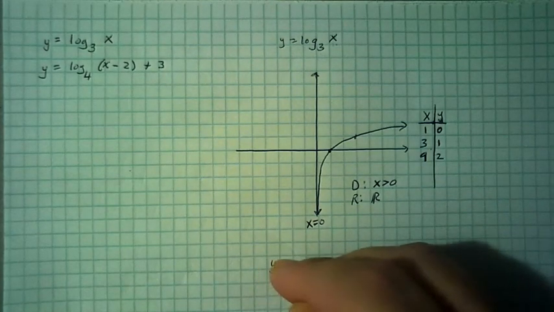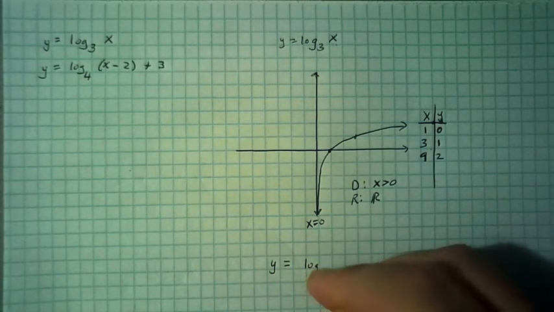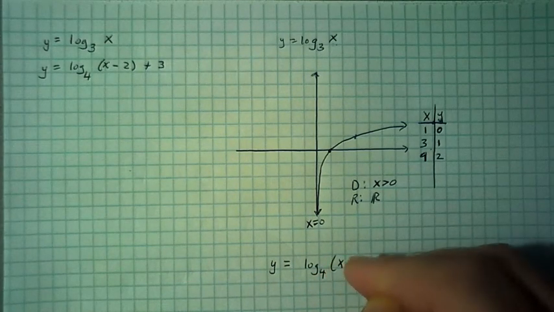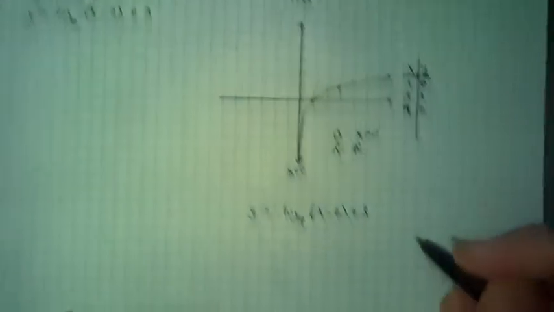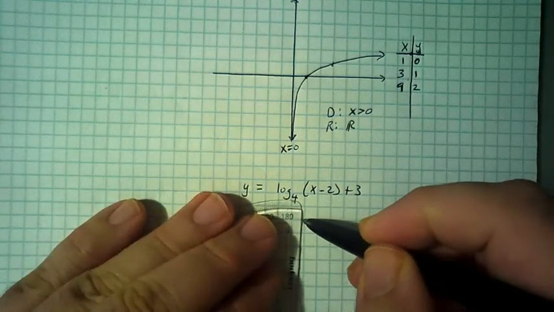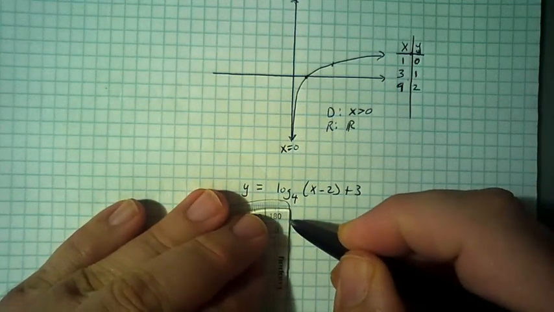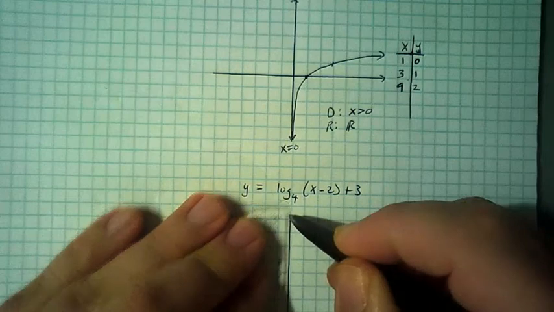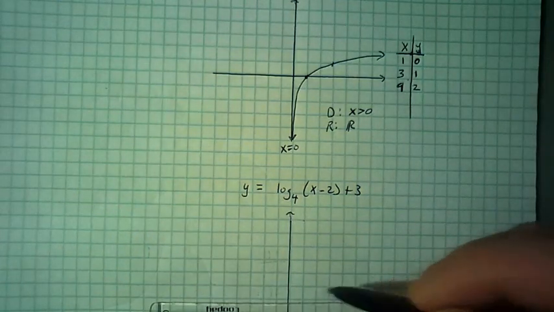Let's take a look at the slightly more complicated graph: log base 4 of (x minus 2), plus 3. As far as order of operations, you have to do what's in the parentheses first. Then we're going to need to evaluate the logarithm before we add 3.